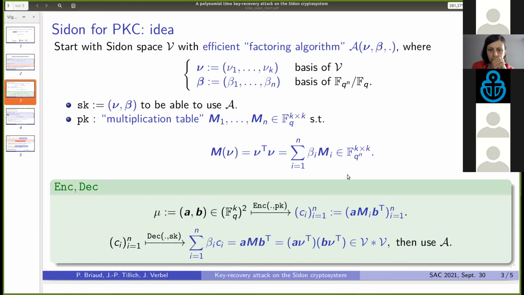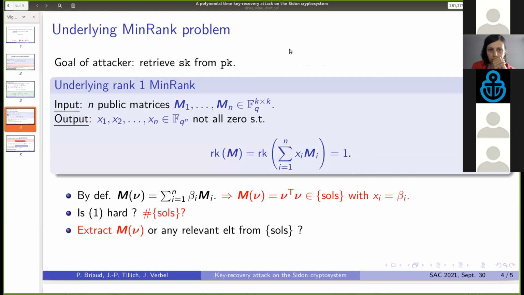So really for cryptanalysis, the fundamental identity is this one, because the attacker who wants to retrieve the secret key from the public key can solve a min-rank instance. The min-rank problem is a famous problem from multivariate cryptography. Here the goal is, starting from your n public matrices M_i, to find a low weight linear combination between these matrices, and here the weight or the rank is equal to only 1. So it's quite particular compared to regular min-rank instances. It is a min-rank instance with rank only 1.